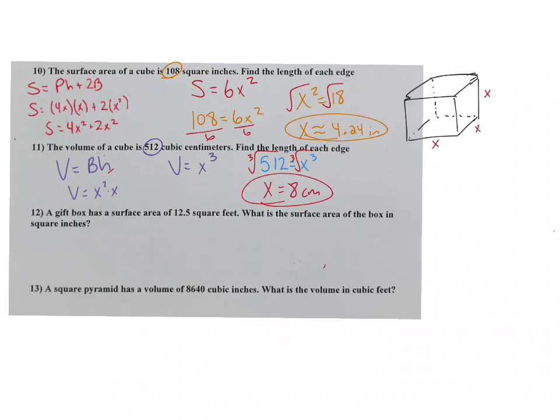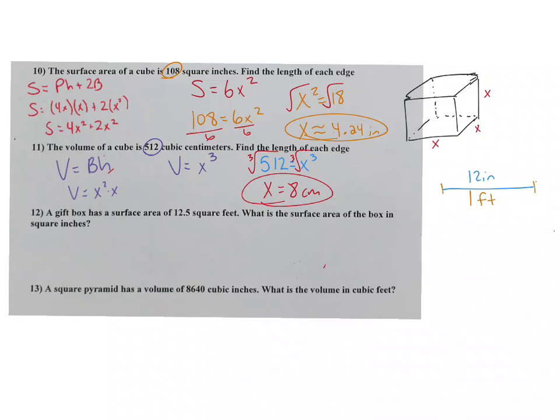Now 12 and 13 are going to kind of correlate to your Firestarter from yesterday. So this is actually going to go over Firestarter 28. So Firestarter 28 said draw a line. Right? If that line is 12 inches, it's also 1 foot. Right?